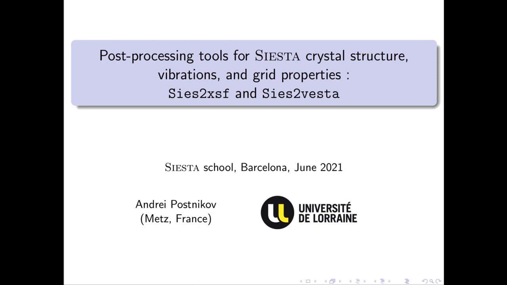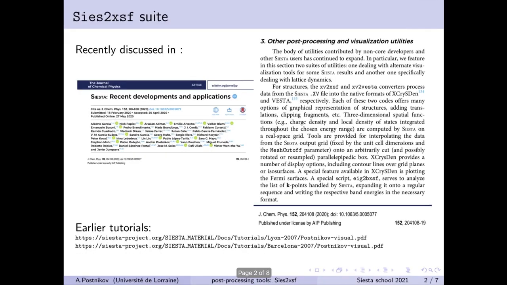Now I intend to present you two sets of post-processing tools designed to extract useful and visual information from SIESTA calculations. This information relates in particular to crystal structures, to lattice vibrations, and to identifying properties calculated on the grid. There are two systems of tools known under the name of CS2XSF and the smaller and more recent one, which is called XV2Vesta.